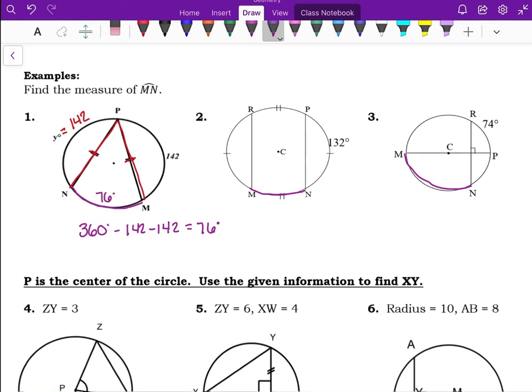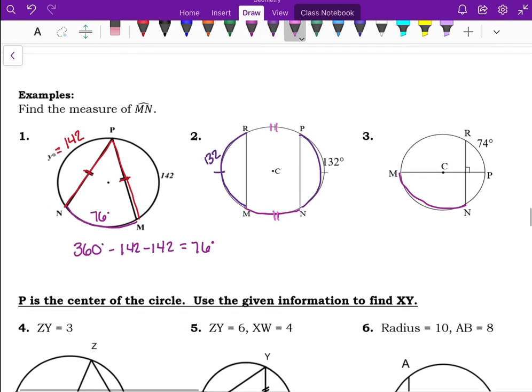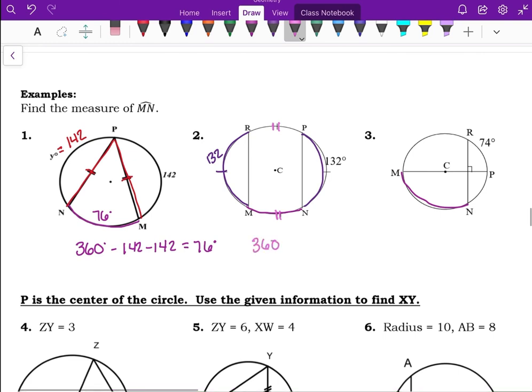For number 2, I know that this arc is 132, and this arc is also congruent to this arc, which is also 132 because they're congruent. I also know that these other two arcs are congruent. It marks them congruent. So I have 360 degrees in a circle. I have two arcs that are 132. When I subtract those, I get 96. Now, since my other two arcs have to be congruent, I can divide this by 2. So 96 divided by 2. And that'll give me the measure of one of them because they're the same. When I divide that by 2, I get 48. So this is 48, and MN is 48.